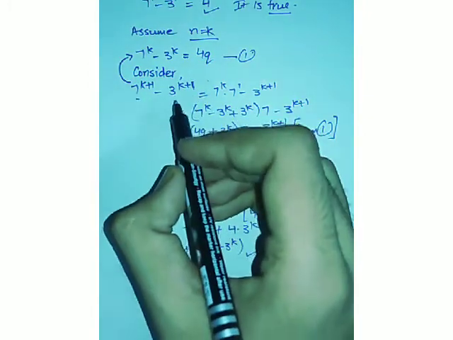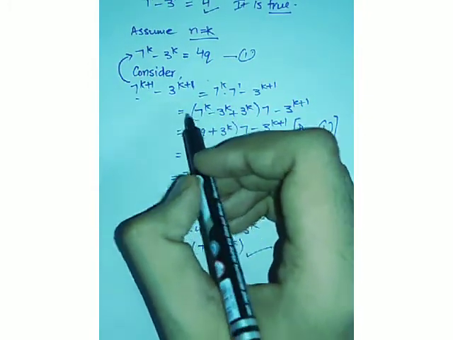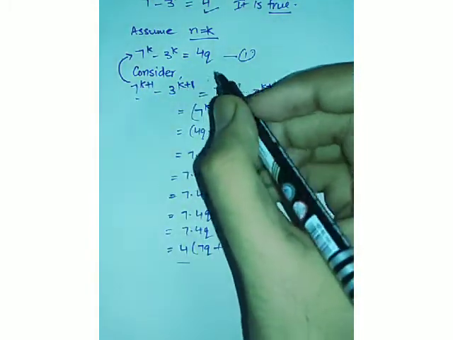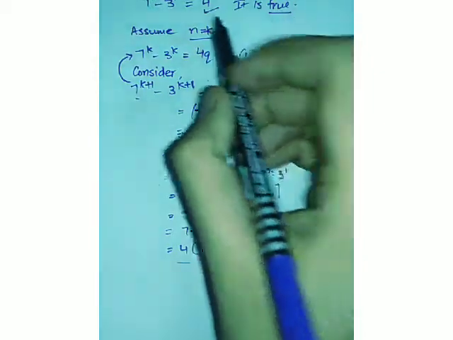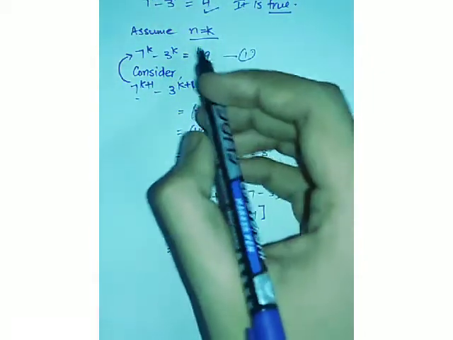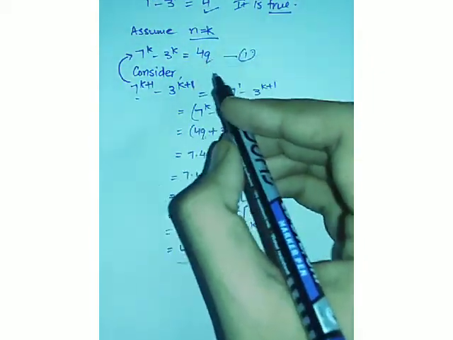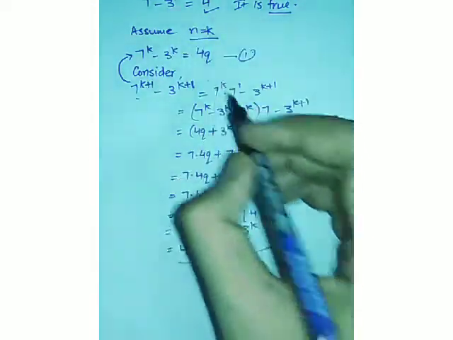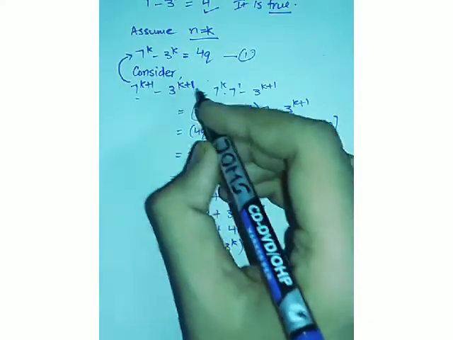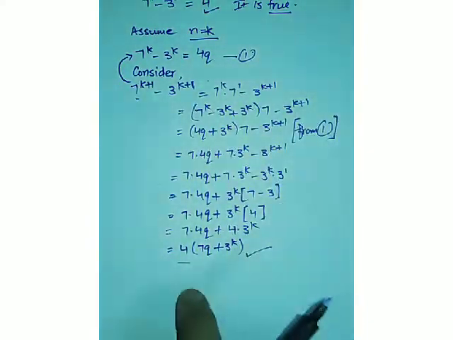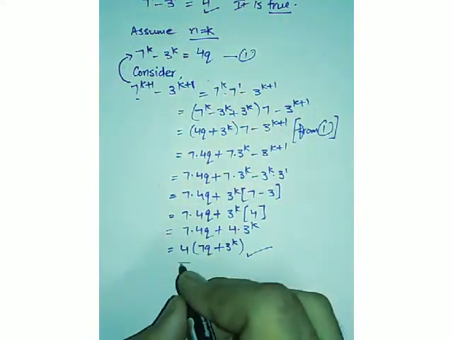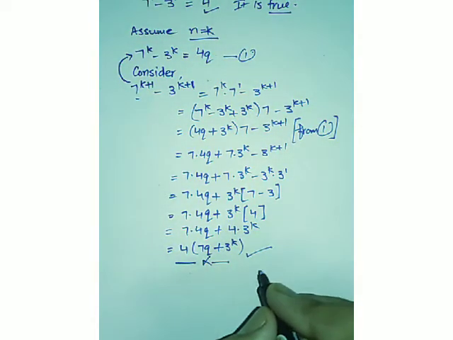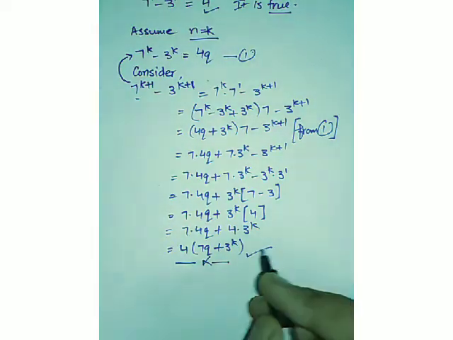So yes, we have proved that our given result is true for n equals k plus 1. We have proved that if we put n equals 1, the term is divisible by 4. We have assumed that it will be divisible by 4 as well when we put n equals k. And now we have proved that if we put n equals k plus 1, still this term is divisible by 4. This is how you have to proceed in sums like these. And at the end you can write that it's divisible by 4.